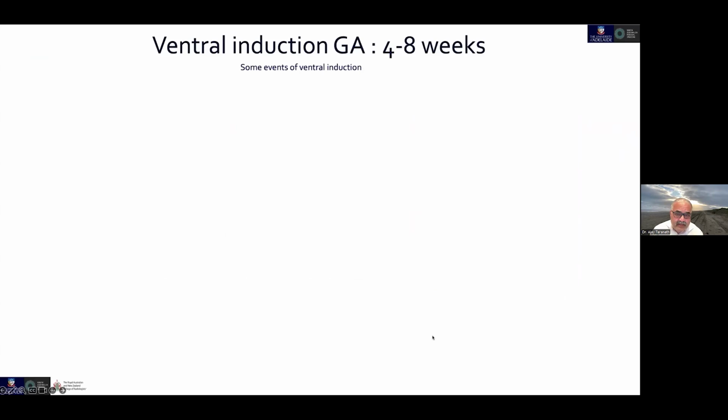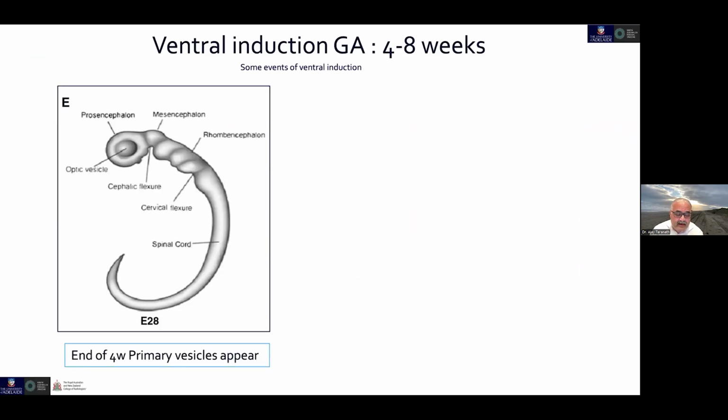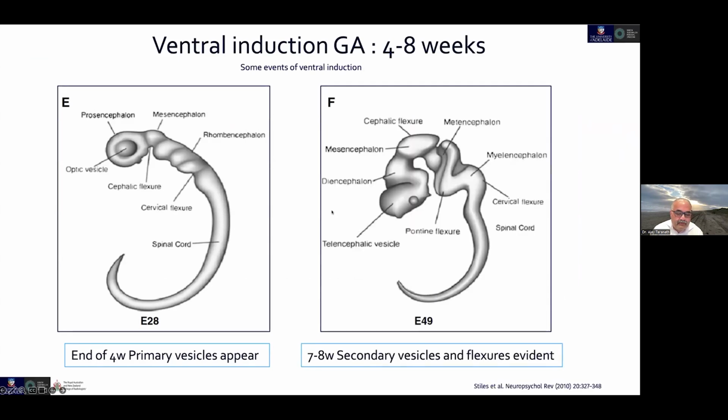Ventral induction between 4 and 8 weeks. At the end of 4 weeks, you have the primary vesicles that appear: the prosencephalon, mesencephalon, and the rhombencephalon. Between 7 and 8 weeks, the prosencephalon is now able to divide into 2 telencephalic vesicles. Then you have the diencephalon, the mesencephalon, the metencephalon, and the myelencephalon, and also the flexures become evident. This is between 4 and 8 weeks.